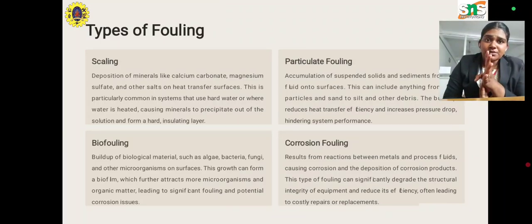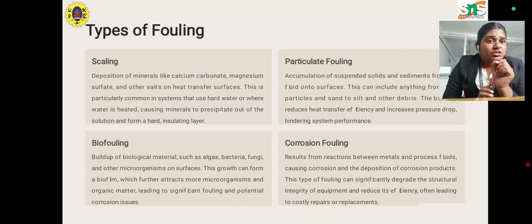So there are four types of fouling. First is scaling, and next are particulate fouling, biofouling, and corrosion fouling. So first we shall learn about scaling. The deposition of materials like calcium carbonate, magnesium sulfate, and other salts on the heat transfer surface is called scaling. This is particularly common in systems that use hot water or where water is heated, causing the material to precipitate out of the solution and form a hard insulating layer.